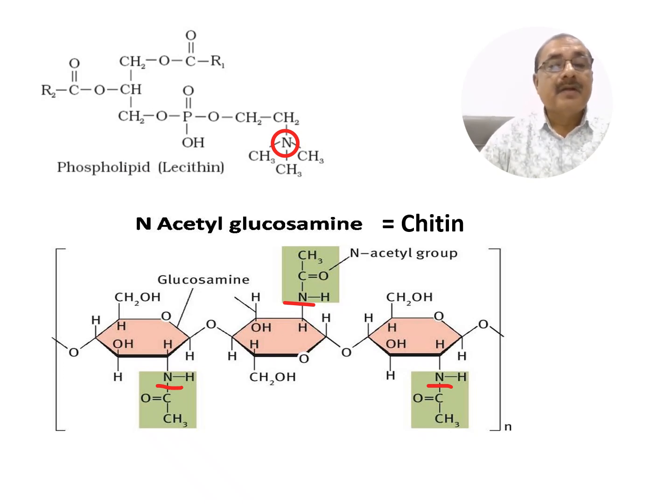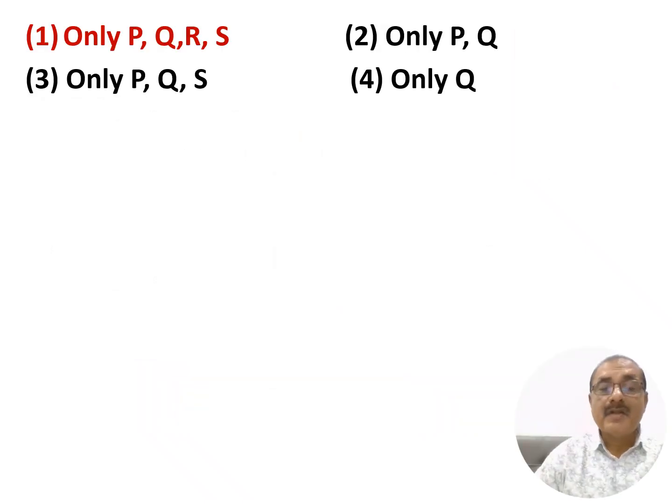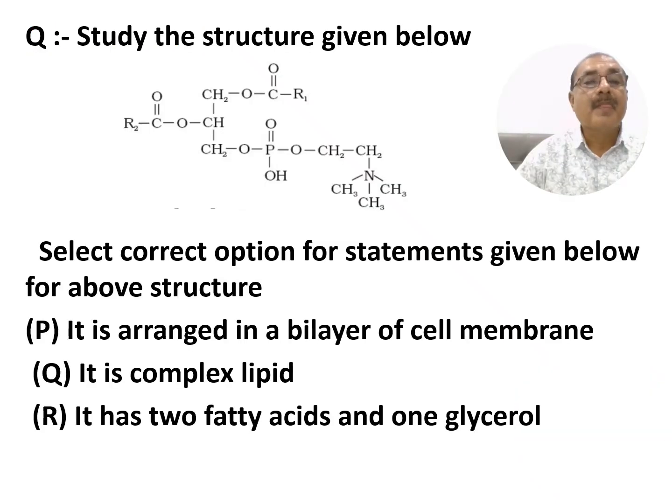Nitrogen is there, indicated in the red circle. Below this, the N-acetyl glucosamine chitin structure is given. Here also nitrogen is present. So the answer is 1. Let us see one more question.